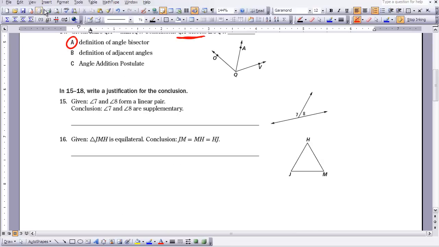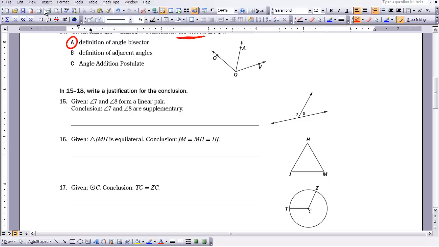Let's continue on with number 15, 16, and 17. Here I'm given that angles 7 and 8 form a linear pair, and the conclusion I want to draw is that they're supplementary. So still sticking with 3.3 notes, I have a linear pair, so therefore my angles are supplementary. Look through that list and see if you can find anything about linear pairs and drawing conclusions that your angles would be supplementary.